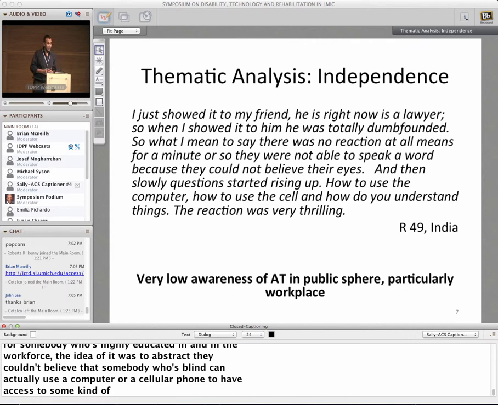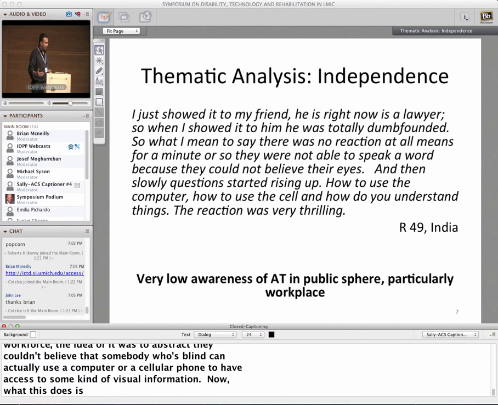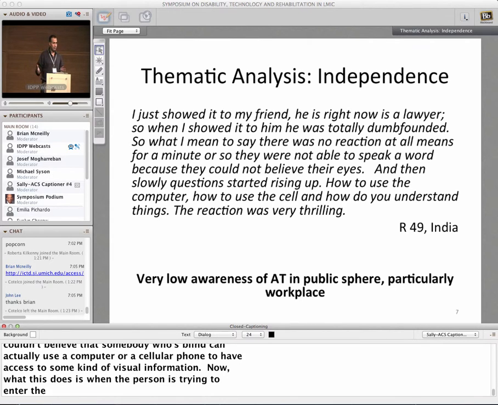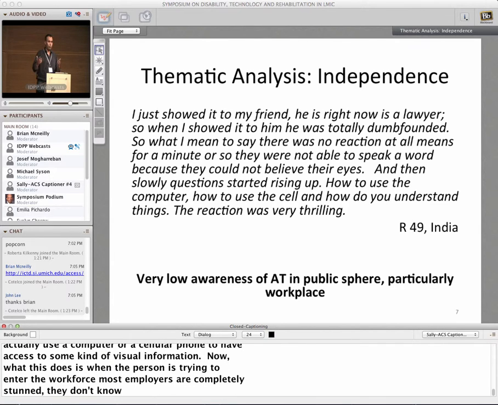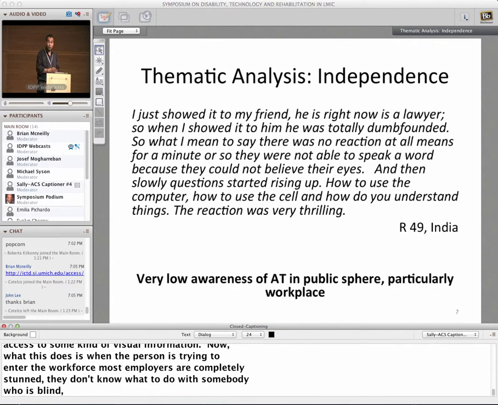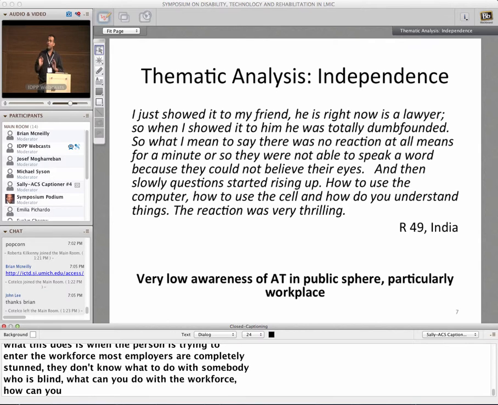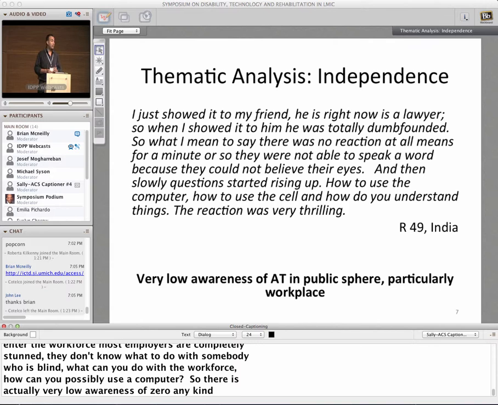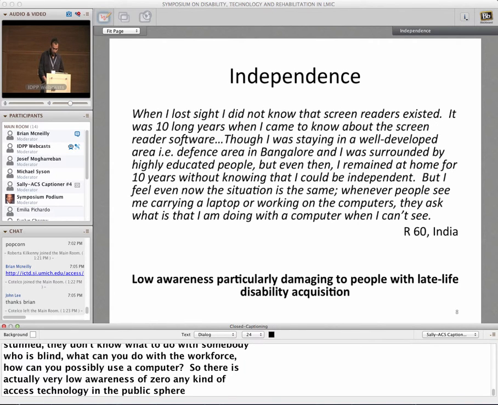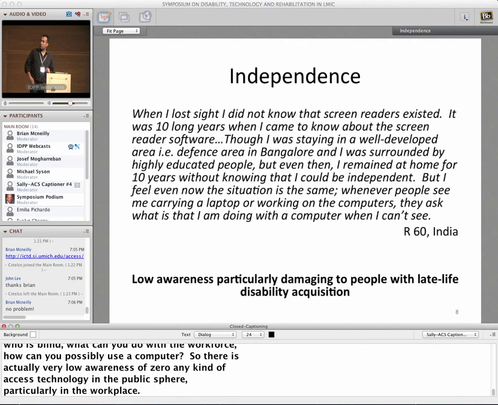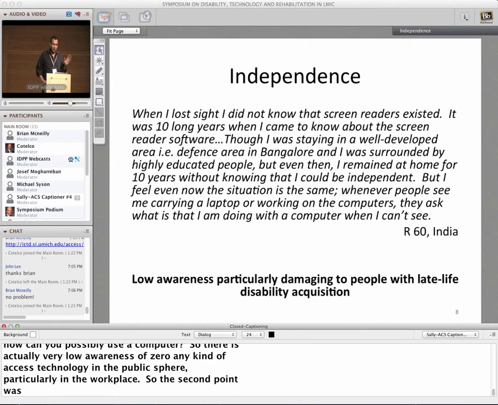Now, what this does is when the person is trying to enter the workforce, most employers are completely stunned. They don't know what to do with somebody who is blind. Like, what will you do at the workforce? How can you possibly use a computer? So we actually found very low awareness of any kind of access technology in the public sphere, particularly in the workplace.